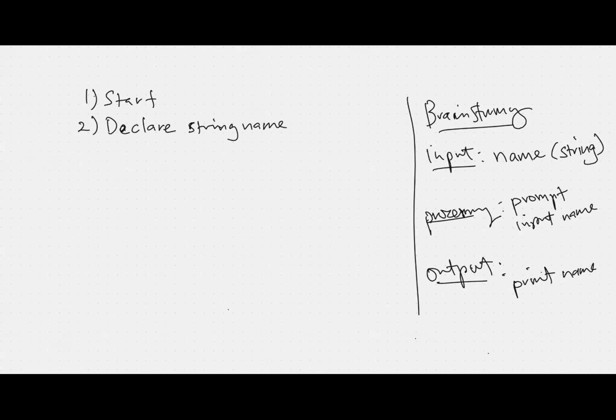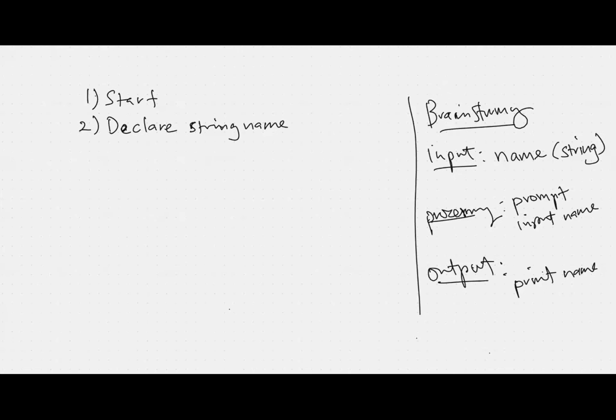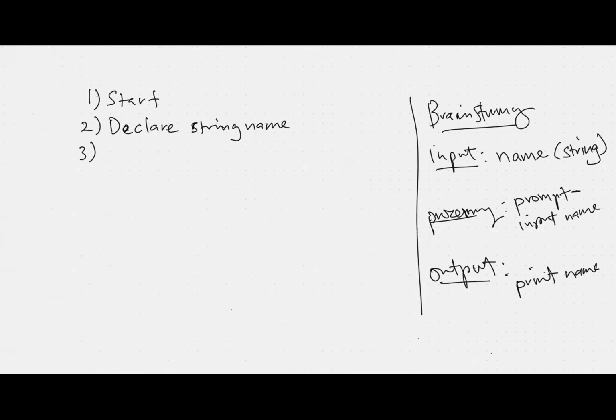Yes, sir. Then number three, the gentleman said do a prompt. Can you also say for number two, declare name as string? Yes. Remember I said it's called pseudocode, so there's no right or wrong. You can say declare, yes, you can do that. Are you with me?